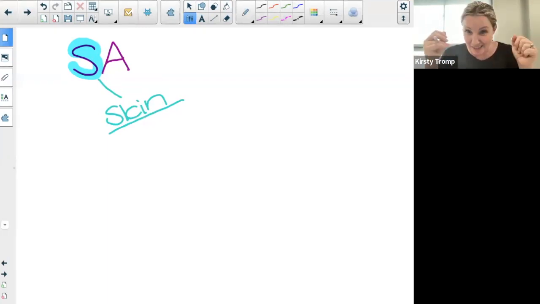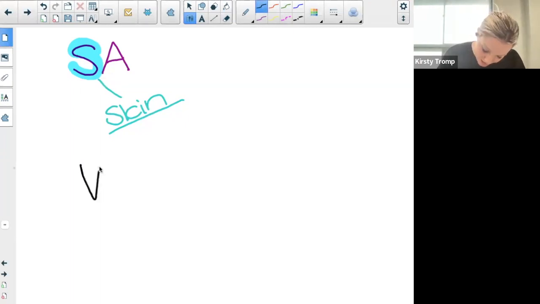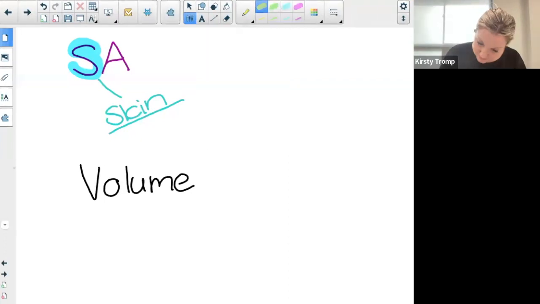Now, the skin covers the outside of your human body. In other words, your skin is like the surface area of your body. So your skin is the outside, it's the surface area, it's the space on the outside. Whereas tonight, we're going to be looking at volume.